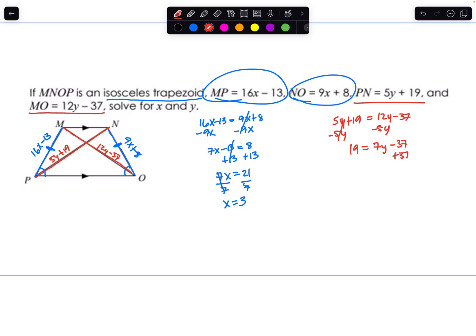19 equals 12 minus 5 is 7y minus 37. When I move the 37 over, 7y equals 56. Divide both by 7, and I'm left with just y equals 8. Now, if I wanted to find the length of any of these sides or diagonals, I would just plug x and y back into our expression.